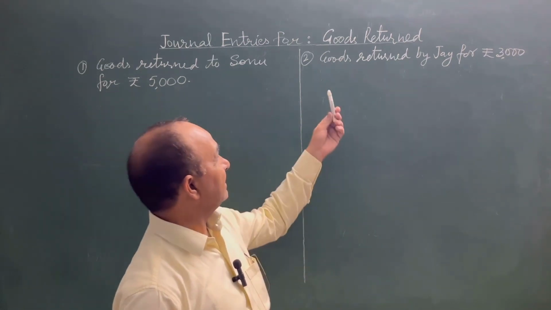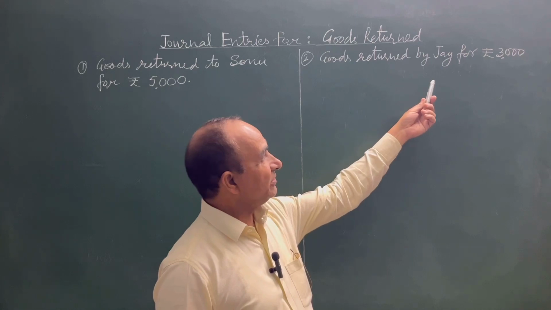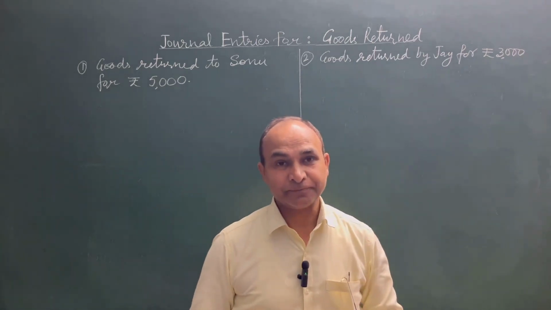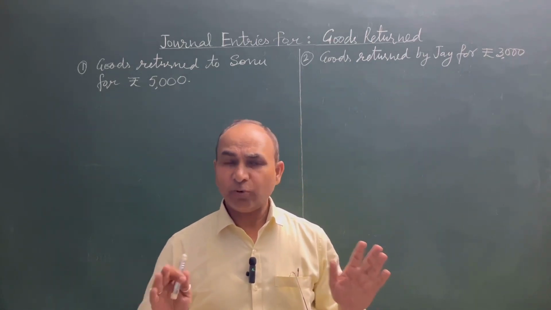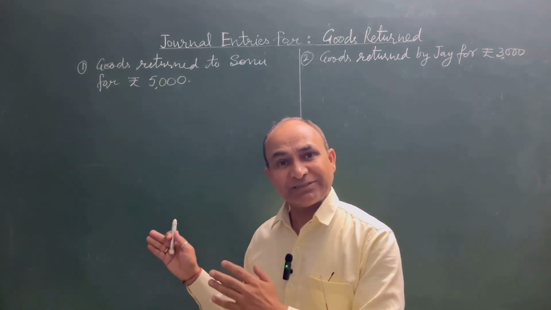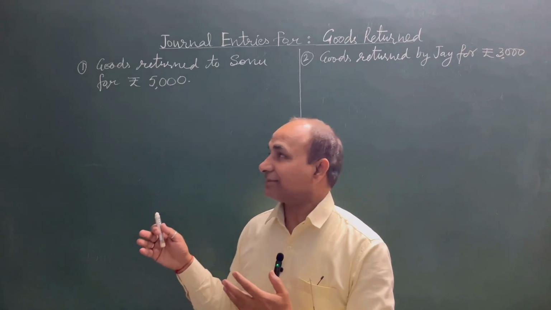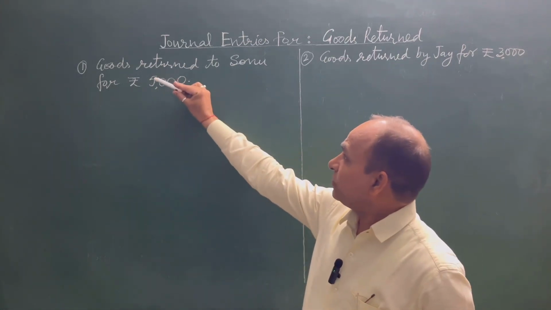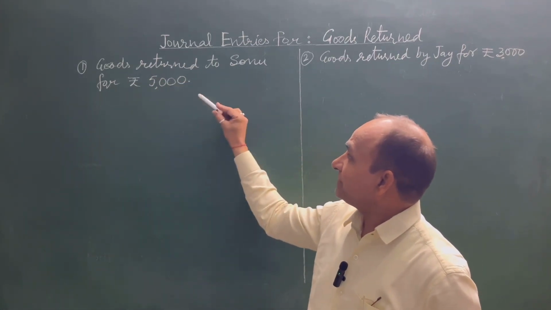And second is goods returned by J for rupees 3,000. So there are two transactions, opposite transactions. So what is their meaning and how to pass journal entry for these? Let's discuss that. The first one is goods returned to Sonu for rupees 5,000.